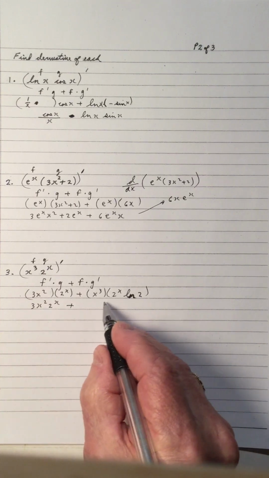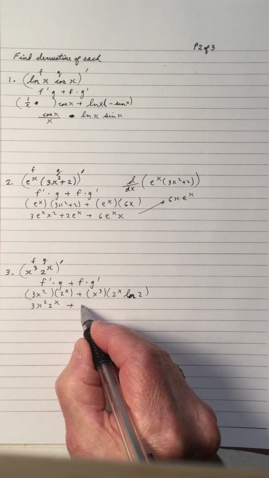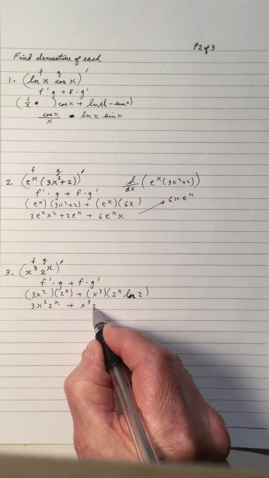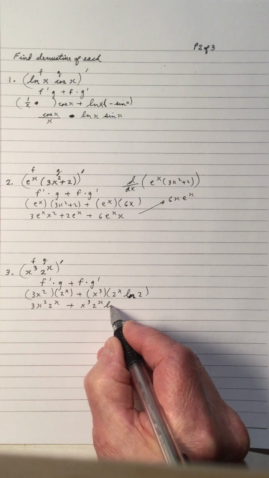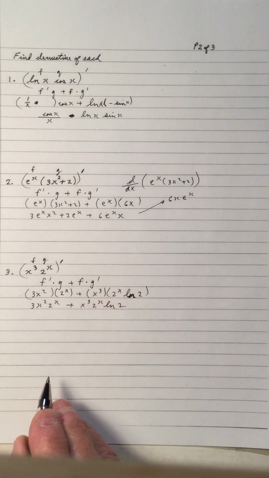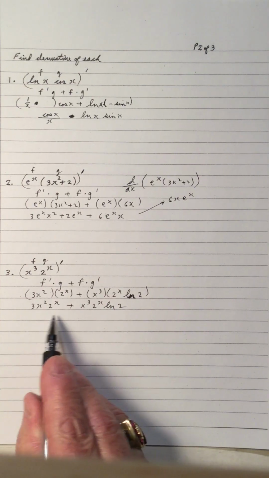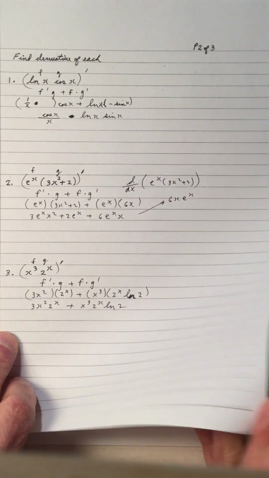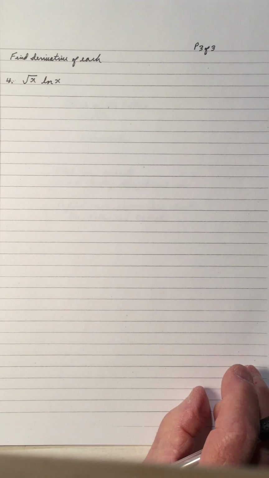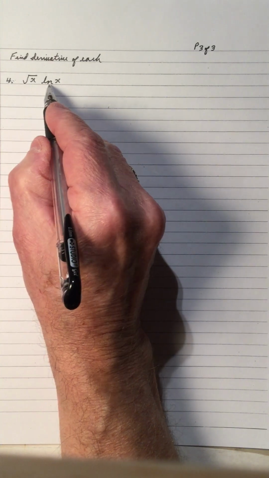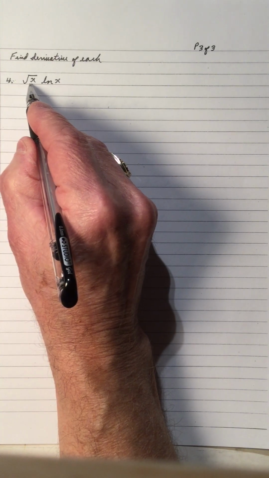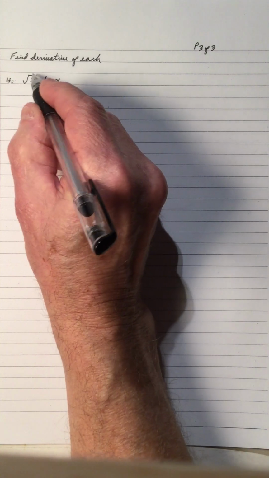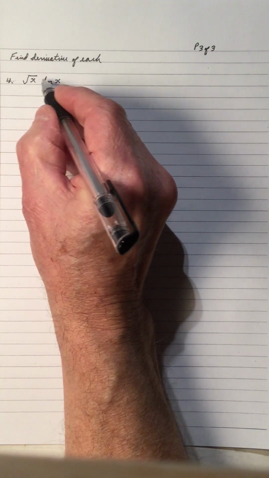Add on. Now, this is x cubed times 2 to the x ln 2. And again, they can't be added because they're not like terms. Again, just practice on doing the product rule. The product rule. We're multiplying. Notice that this is x squared, or sorry, root x ln x.